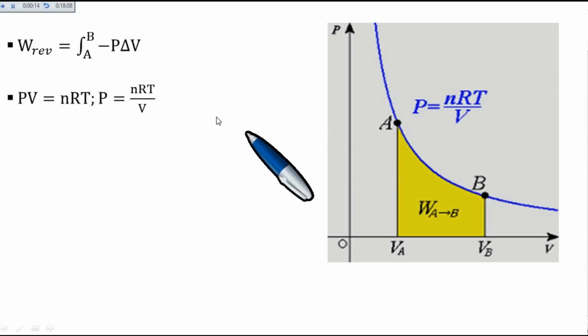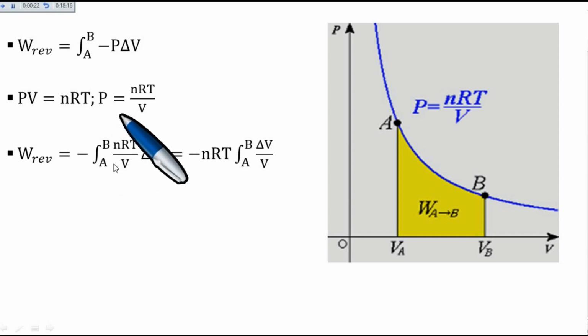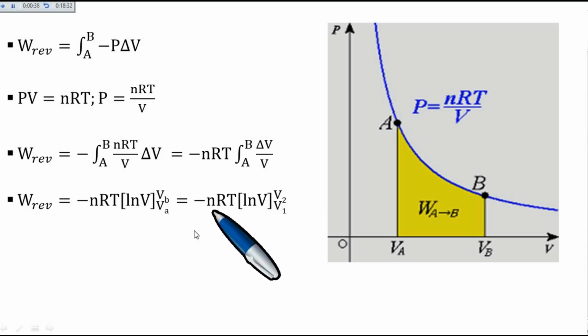So you can replace this P. P is equal to nRT over V. Then we can replace the P by nRT over V. Then we can put nRT aside: it is equal to minus nRT integral from A to B of dV over V. So now what is the integration of dV over V? This is equal to ln V, from A to B. So here, minus nRT ln V, with the integration from VA to VB.